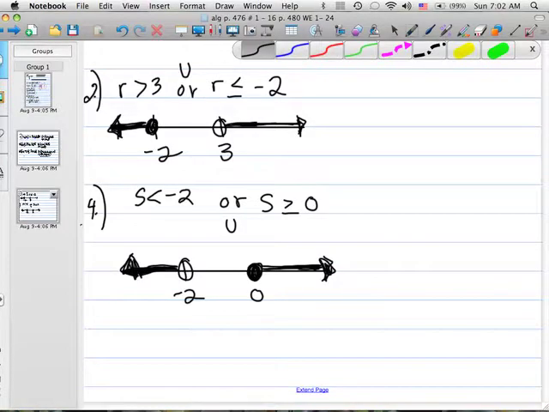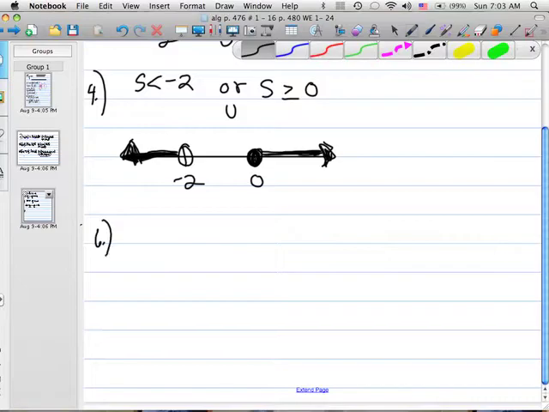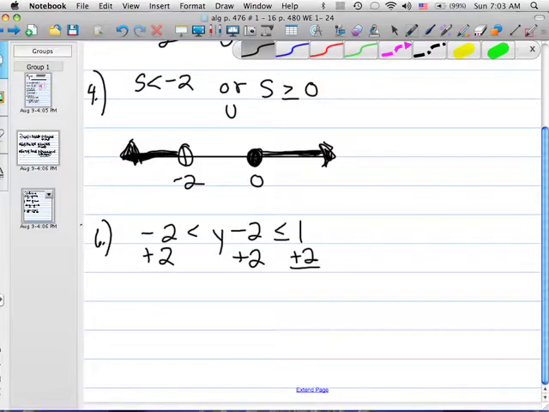The next set of problems, solve each open sentence, then graph the solution set if there is one. Problem number 6, we have -2 is less than y minus 2 is less than or equal to 1. This is a compound sentence connected by and. It's written in the short form. So to solve it, we just go ahead and get y by itself in the middle, and to do that we need to add 2, so we can get rid of the -2 here, but we have to do it everywhere to balance the inequality. So we add 2 in all places, and we end up with 0 is less than y is less than or equal to 3.